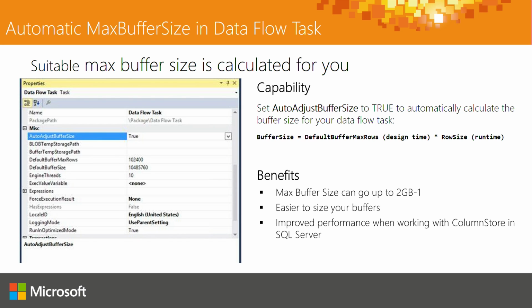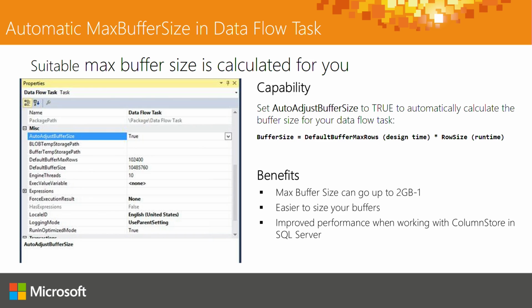Now, if you do want to use it, you can just set this to true, and we'll let the backend SSIS engine calculate the right buffer size for you. The equation that we use is as simple as it's shown. You still have to provide the default buffer max row number for us. Then we'll figure out at runtime what your row size is, and we'll calculate the max buffer size.